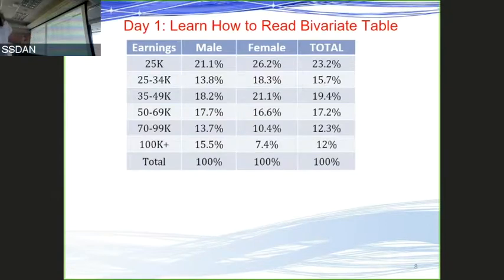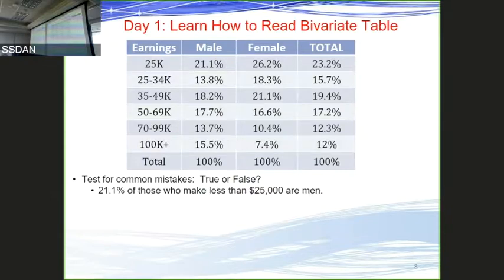And then I start looking again. Well, how do you interpret this? So this is where I spend a huge part of my time, on common mistakes: how do we read the percentages in these tables. So true or false? 21.1% of those who make less than 25,000 are men. False. Why might that be false?